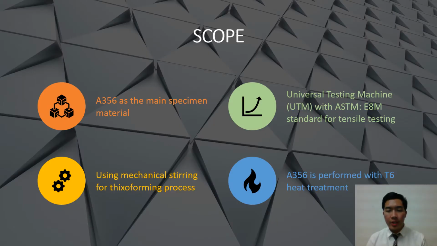For the scope of this research, first, A356 is the main specimen material. Second, it will use mechanical stirring for the THIXOFORMED process. And third, for the testing, Universal Testing Machine UTeM with ASTM E8M standard for tensile test. And lastly, A356 is performed with T6 heat treatment.